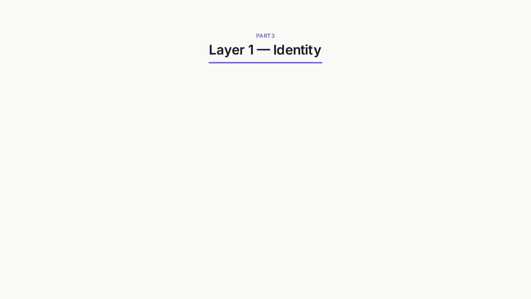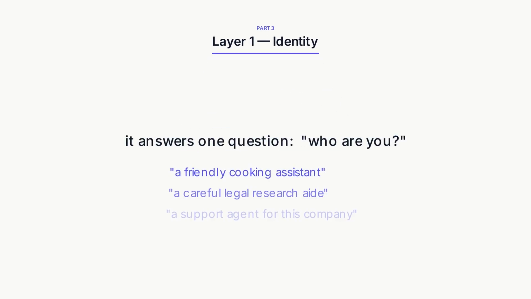So let's write that job description together. It turns out a good one has a clear anatomy, 7 layers, and we'll build them up one at a time. Let's start at the top. Layer 1, identity. The very first thing a good system prompt does is answer a simple question. Who are you? It gives the model a role to step into.